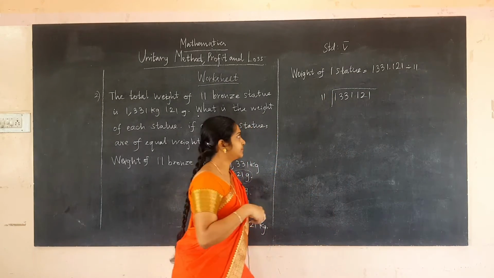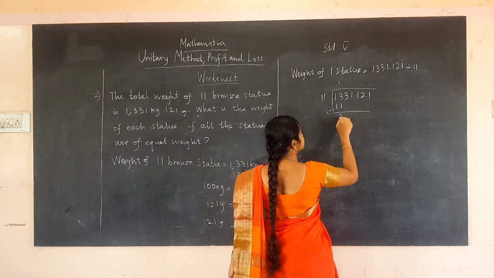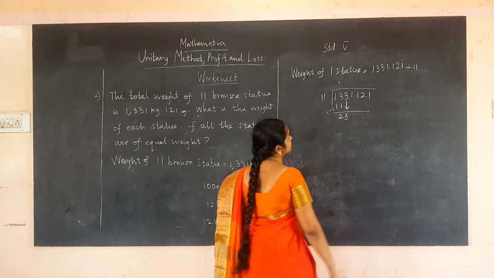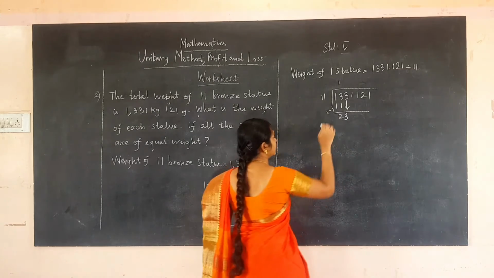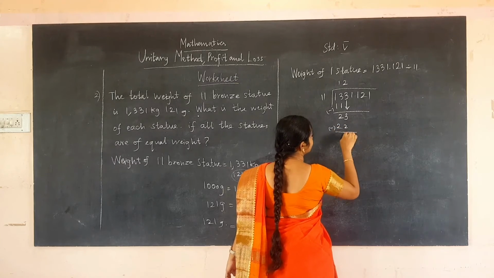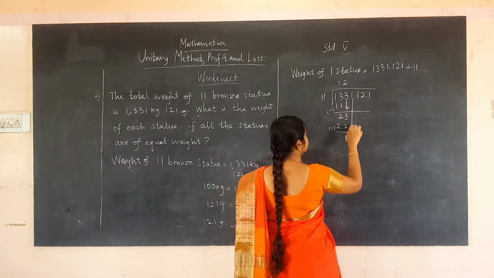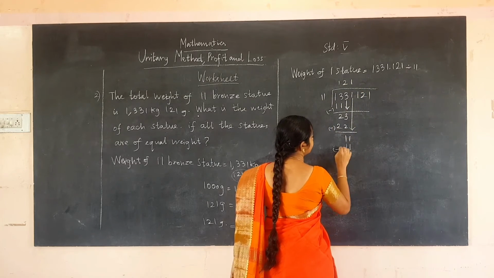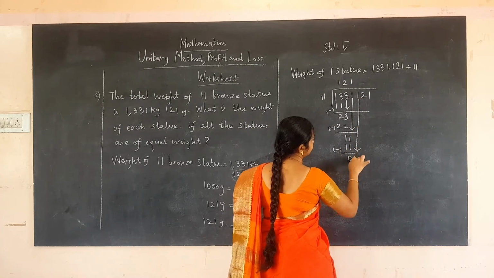Divide by 11. 11 ones are 11. 13 minus 11 is 2. We have to bring down the 3. 2 elevens are 22. 23 minus 22 is 1. Next, bring down this 1. 11 ones are 11. 11 minus 11 is 0. Next, bring down this 1.